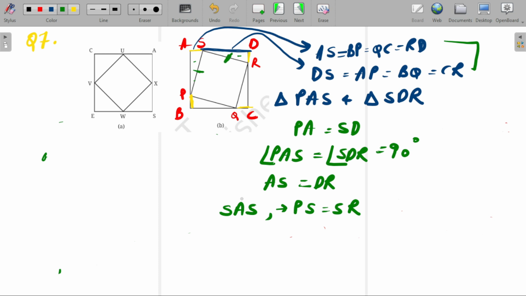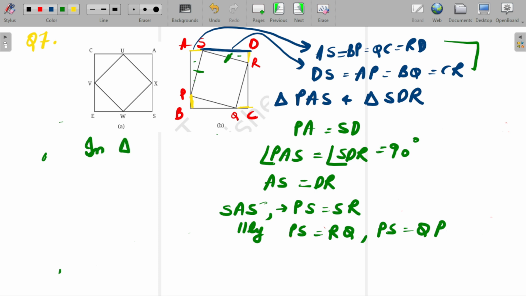Clear? So by using the other pair of triangles, we get to know that similarly, PS is equal to RQ also and PS is equal to QP also, which defines that all the sides of the interior quadrilateral are equal.